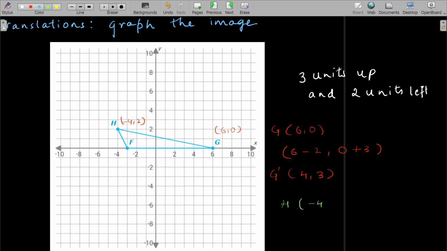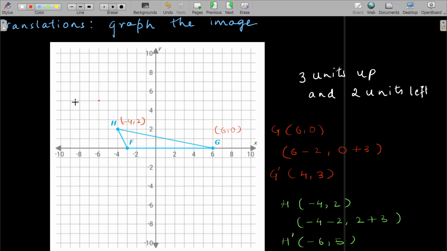H right now is negative 4 comma 2, and we apply 2 units left, so negative 4 minus 2, and 3 units up, so 2 plus 3, so we get negative 6 comma 5. This will be the new H. So let's plot these 2 points first. So new H is negative 6 comma 5, that's this point.